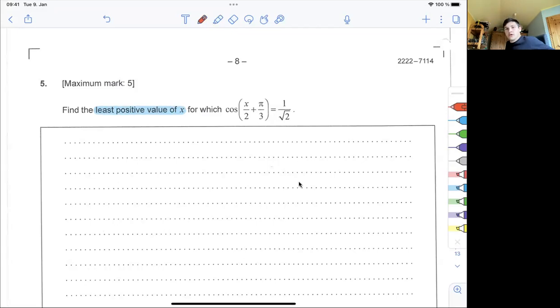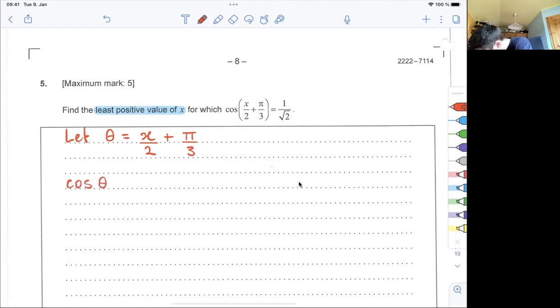First things first, with this question, I'm going to let theta equal x over 2 plus pi over 3. And therefore that means I can say cos theta is equal to 1 over the square root of 2.